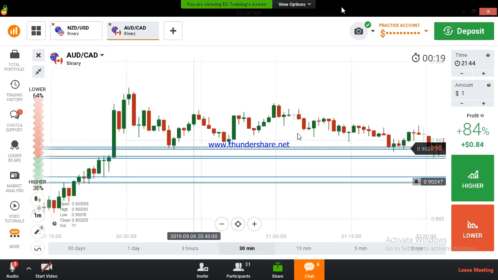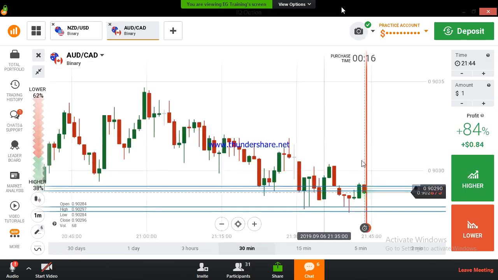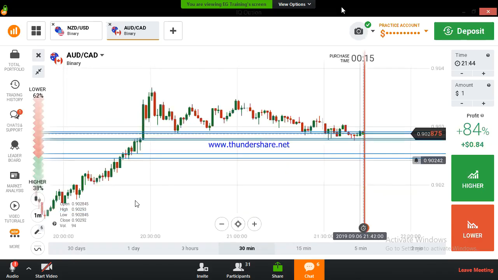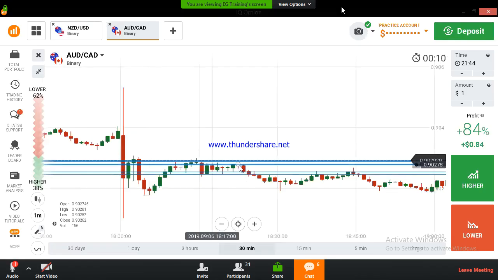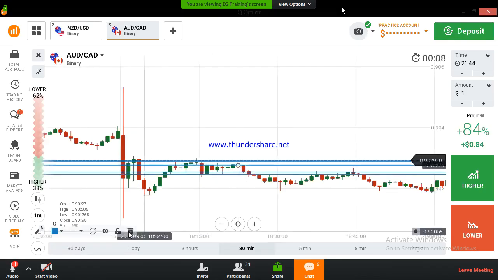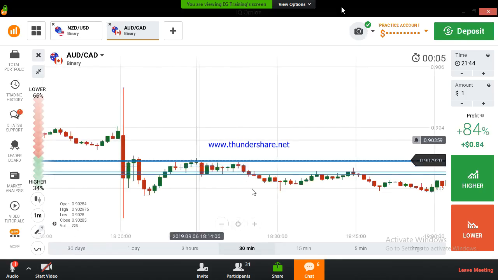Okay, the first level here. I think the first level is working as a strong level. So let me remove these two levels first, the first level and the last level.